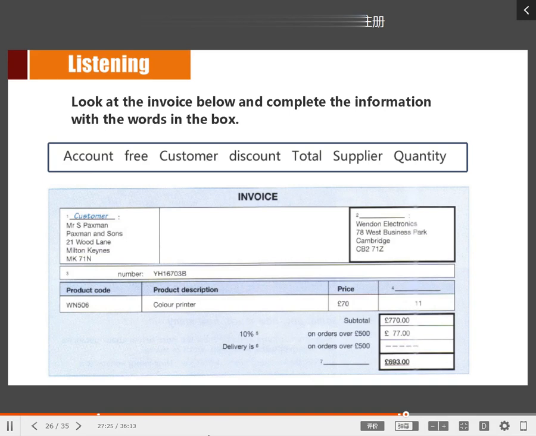So when a company sells goods, they send an invoice to the customer with information about the order. And also, when you are tracing an order, it's best for you or for the other part to have the invoice at hand. So here, let's get to know this invoice. Let's take a look at the invoice below and complete the information with the words in the box. So altogether, you have 6 blanks to fill in: account, free, discount, total, supplier, and quantity. All right, let's do this.